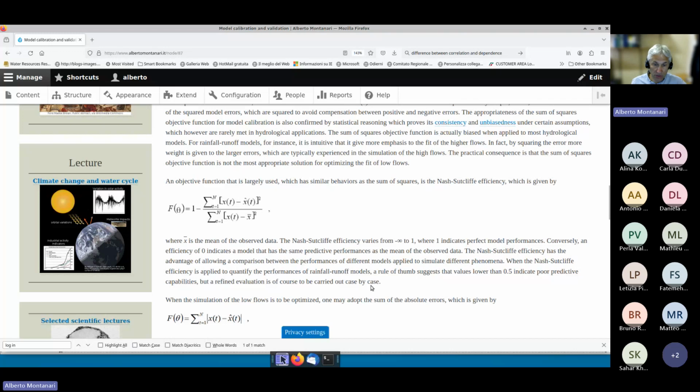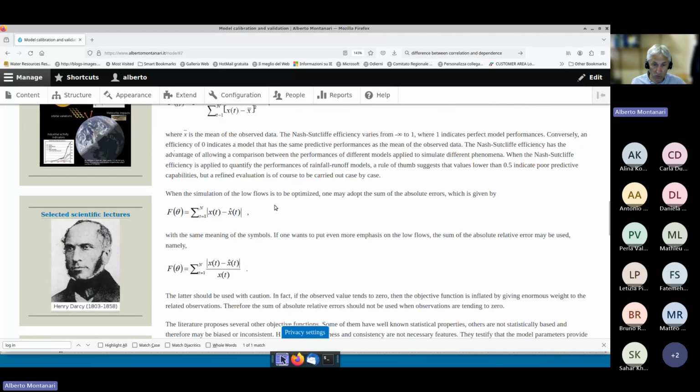I already mentioned the possibility to minimize the sum of the absolute errors, okay? It is perfectly fine. In particular, if you are interested in getting more precision in the simulation of low flows, the sum of the absolute errors is a viable opportunity. And it is very simple, as you see from the formulation here.